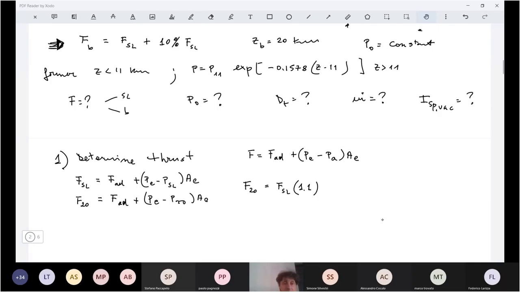And so we can directly evaluate our FSL, eliminating this adapted thrust from these two equations, making the difference. And we see that the difference F20 minus FSL is 0.1 FSL, which will be (PE minus P20) AE minus (PE minus PSL) AE. So we see that for this case, you don't even need the knowledge of PE to evaluate our thrust at sea level.